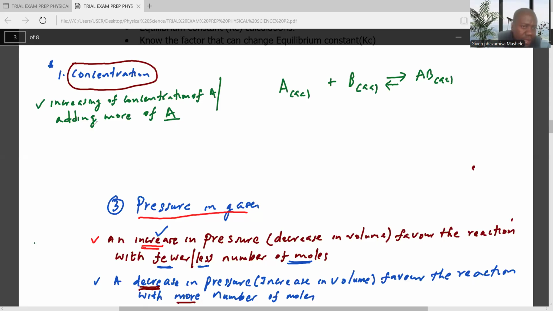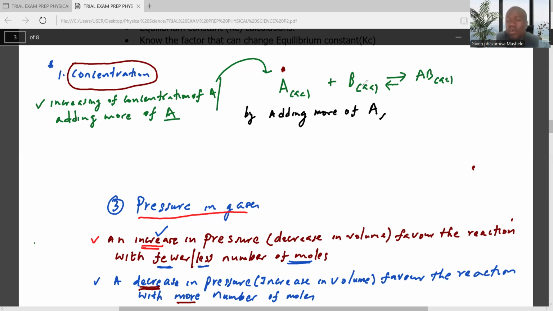Now, look at this. If we say we want to increase the concentration of A, it is the same as saying we're adding more of A. Adding more of A is the same as increasing the concentration of A. Look what is going to happen. I want to explain it so that you can understand.